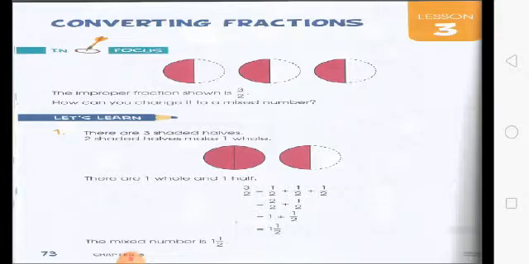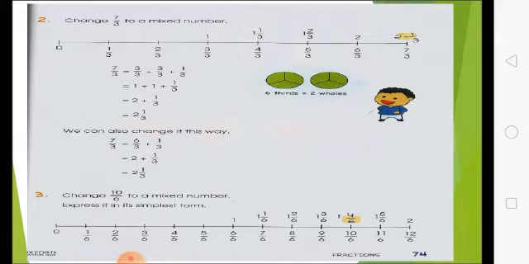Now look at the next example. It is on page number 74 of your textbook. Here we have question number 2, which says: change the fraction 7 by 3 to a mixed number. Here we are given a number line. And as you see, on this number line, fractions, whole numbers and mixed numbers are plotted.